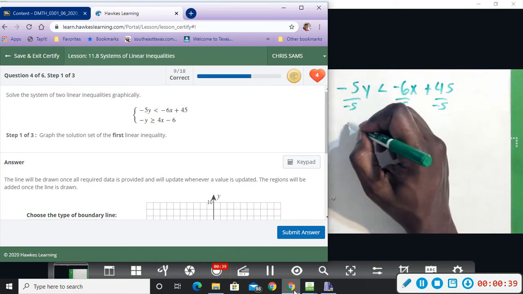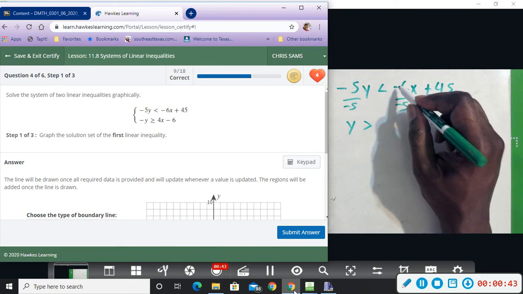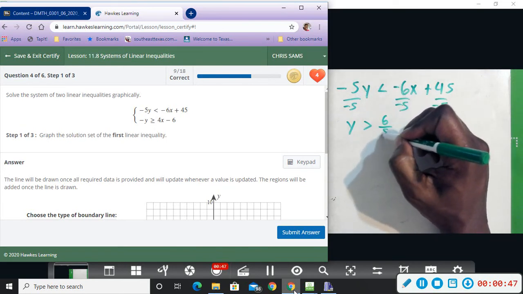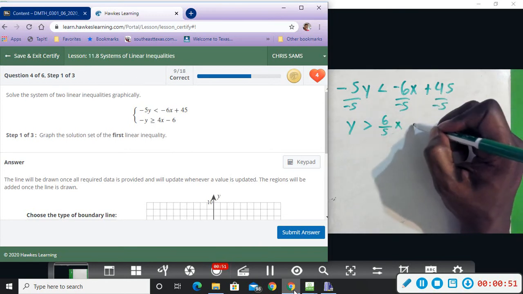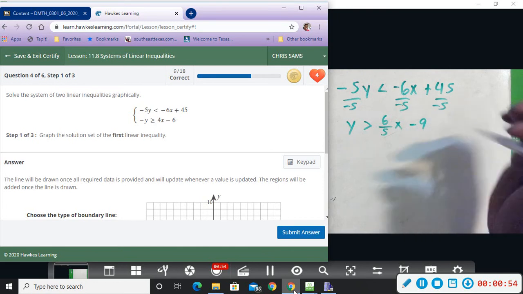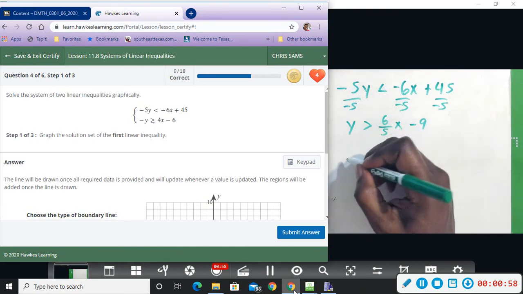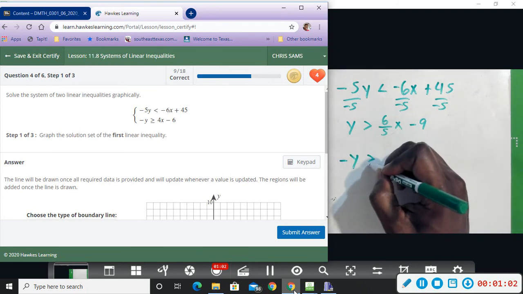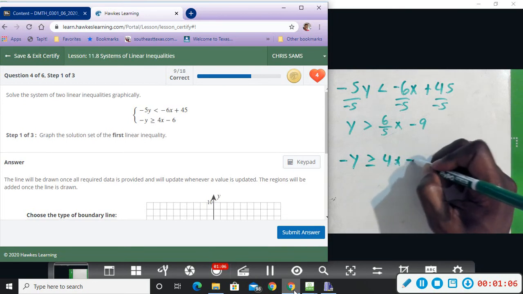So this will now be y. This will flip to become greater than. Negative over negative will be a positive, so 6 over 5x. And then 45 divided by negative 5 will give us a negative 9. So here's this equation in slope-intercept form. And the other equation, negative y, is greater than or equal to 4x minus 6.